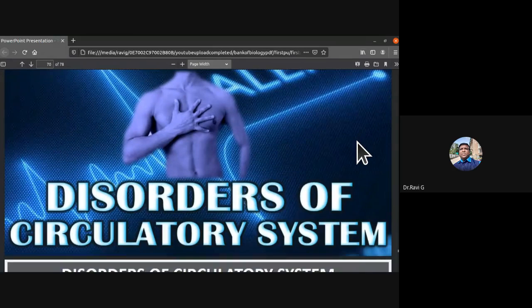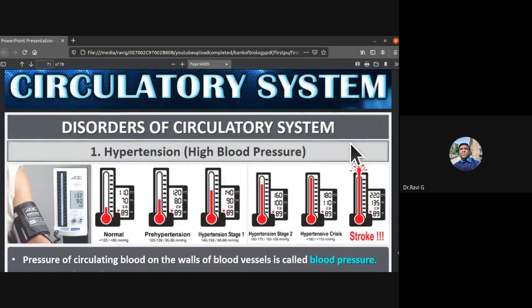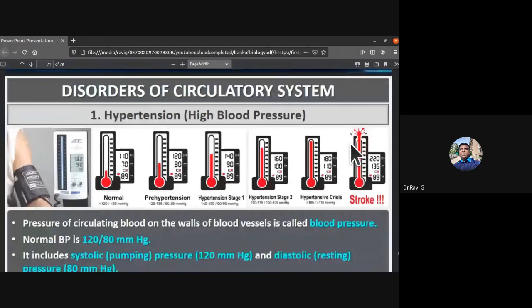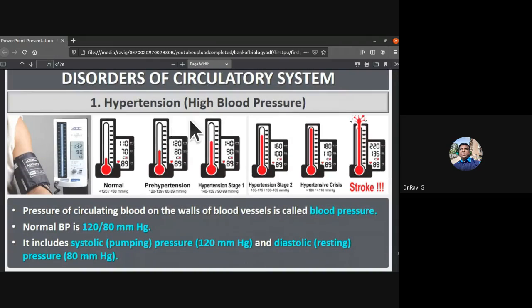The next and final part that we'll be discussing in this chapter is the disorders of the circulatory system. The first disorder that we'll be studying is hypertension, or high blood pressure. This is just a slide which you can see here.